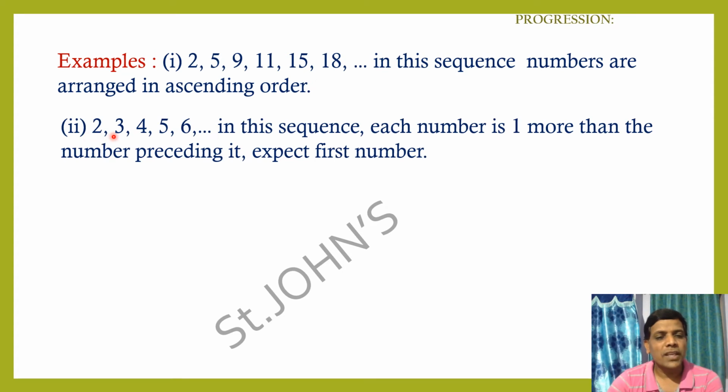Coming to the next example. 2, 3, 4, 5, 6 and so on. This is the second sequence. In this sequence, each number is one more than the number preceding it. Do you know preceding or succeeding? Preceding means the value before, succeeding means the value after. Except the first number, which is 2. The difference between 2 and 3 is 1, 3 and 4, 1, 4 and 5, 1, 5 and 6, 1. Very clear?